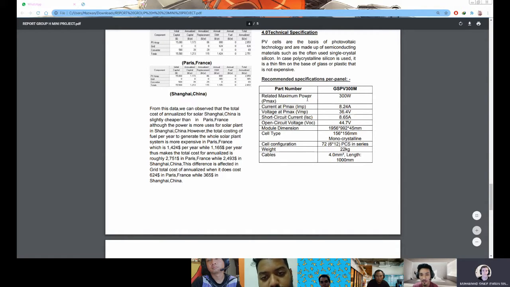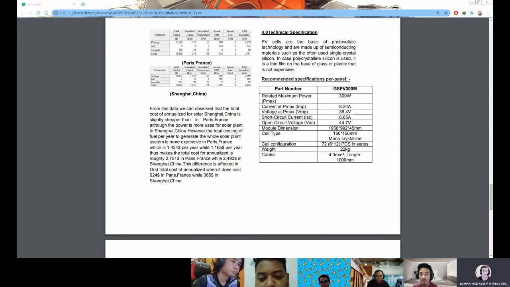The rated maximum power is 300 watt. Current at Pmax is 8.24 ampere. Voltage at Pmax is 36.4 volt. Short circuit current is 8.65 ampere. Open circuit voltage is 44.7 volt.